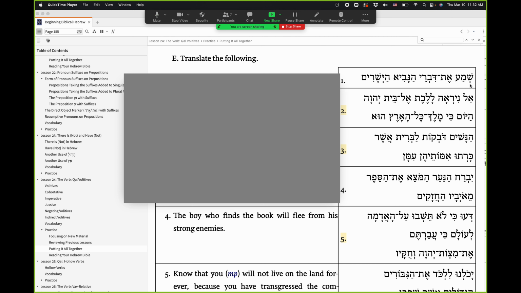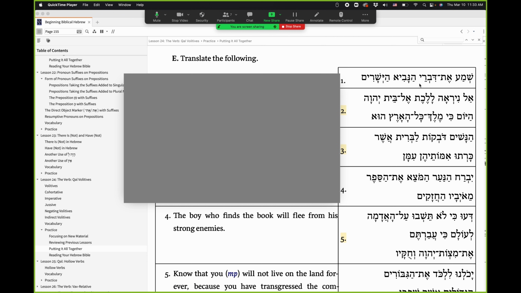So this is "listen" or "hear," something like that. It's given in the 2ms, so it's speaking to a singular person. And then we have the definite direct object marker here. So whatever it is that the addressee is supposed to hear or listen to, that's whatever comes after et. This is the object of "listen." Listen to what? Listen et divrei hanavi.